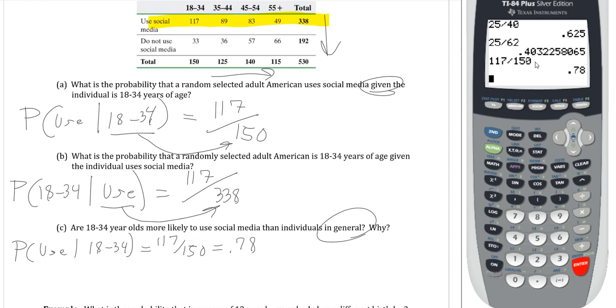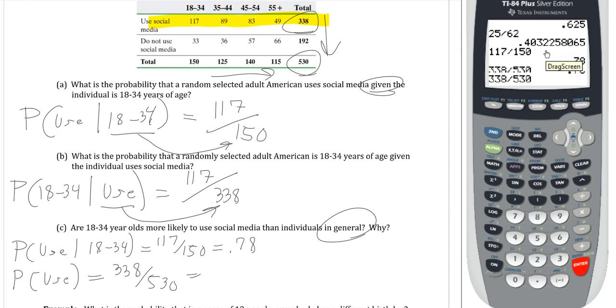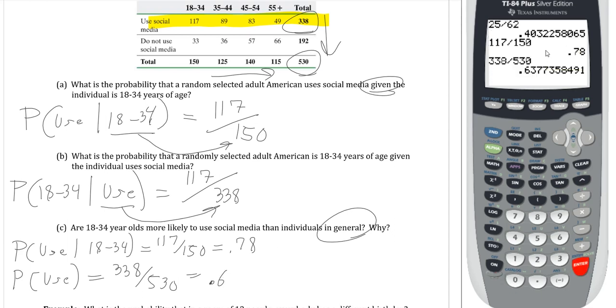In general, the probability that somebody uses social media would just be the probability that they use social media, no given condition. Overall, there's 338 people out of 530 that use social media, so 338 out of 530. Those fractions are hard to compare, so we can divide that last one, 338 divided by 530. And that gives us 0.64 if I keep to two decimal places.